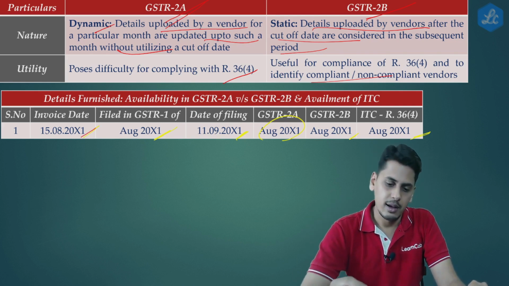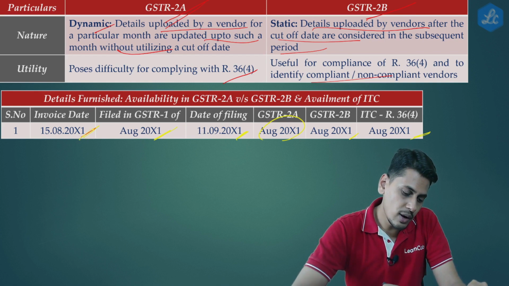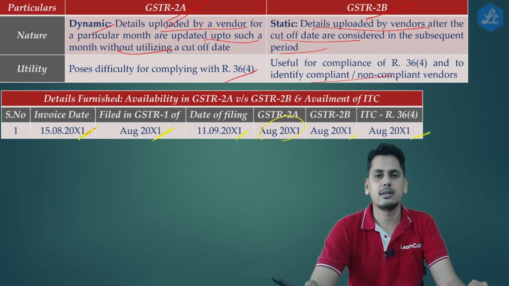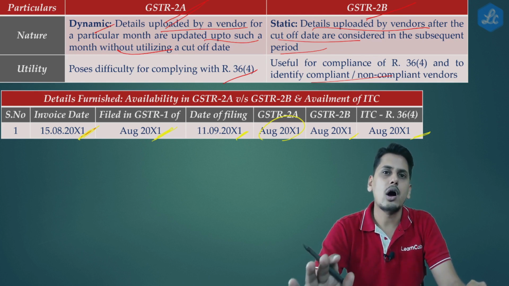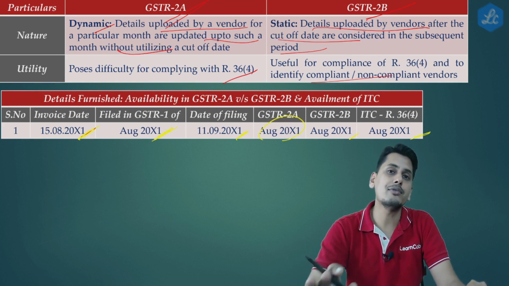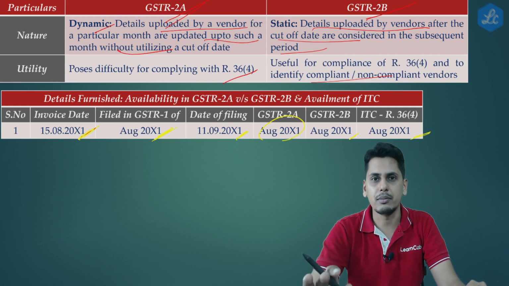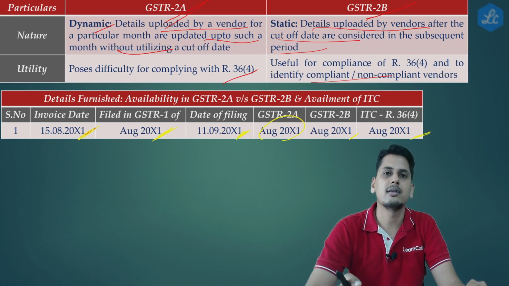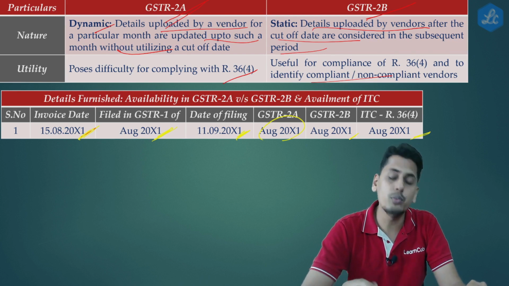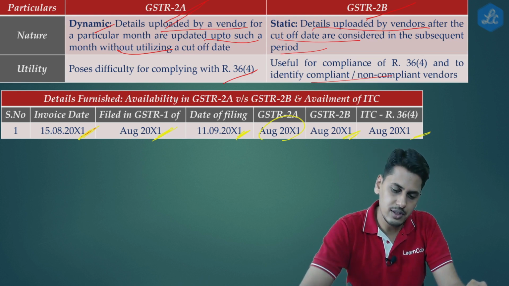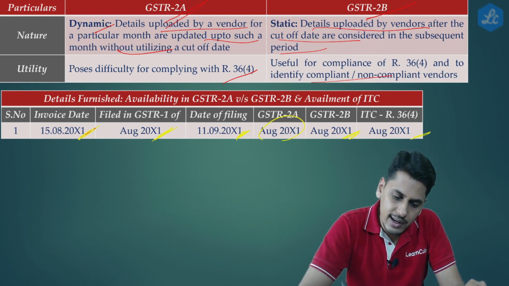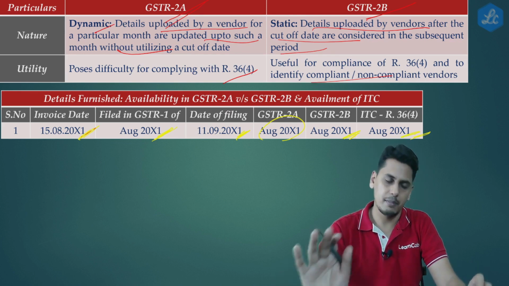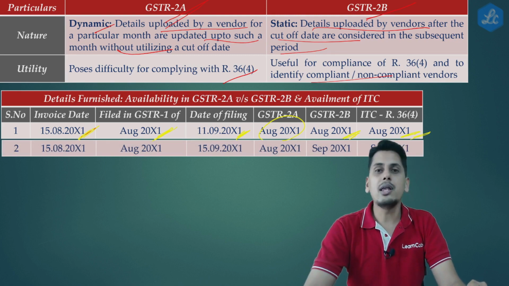So now friends, let's have a look. Invoice dated 15th of August. It is filed in GSTR 1 of August. What is the due date of August month? The due date of August month happens to be 11th of September. Is it filed by the due date? Yes. So it will appear in GSTR 2B of August. Accordingly, credit can be taken in August month's return. Are we clear? Fine. Example number 2.